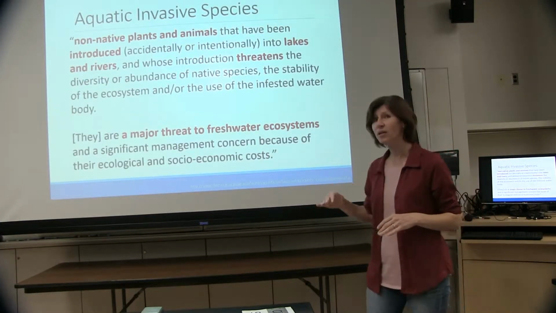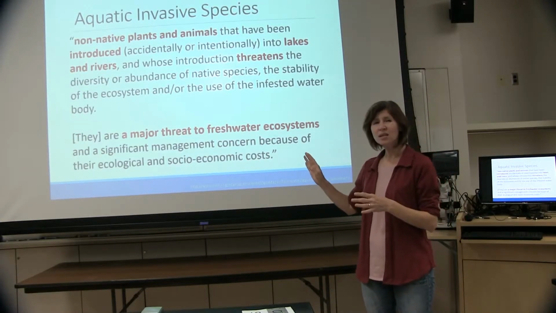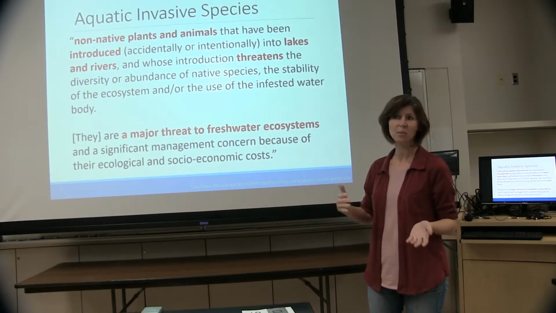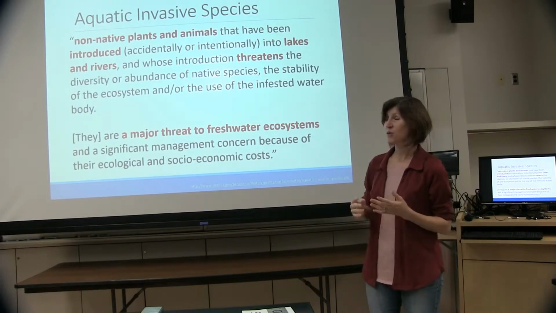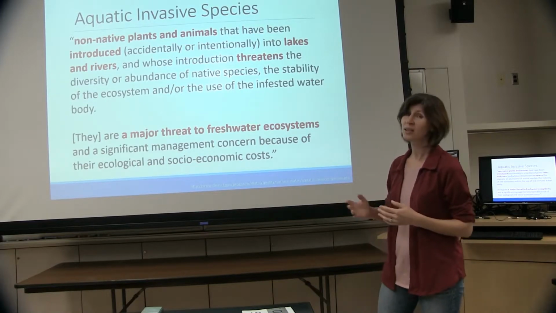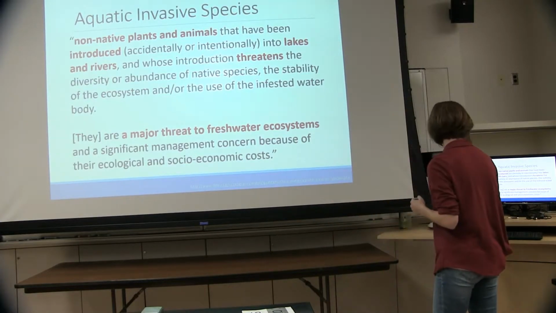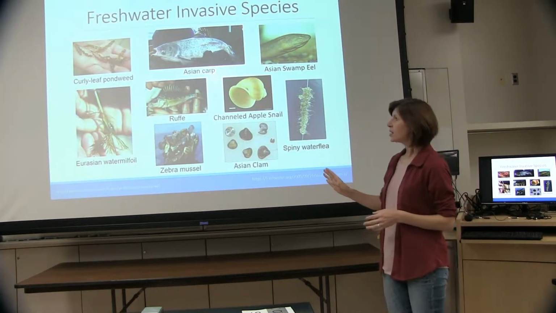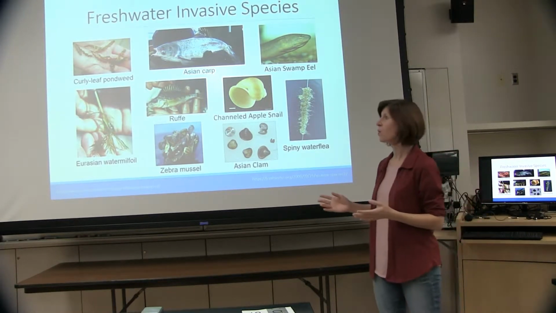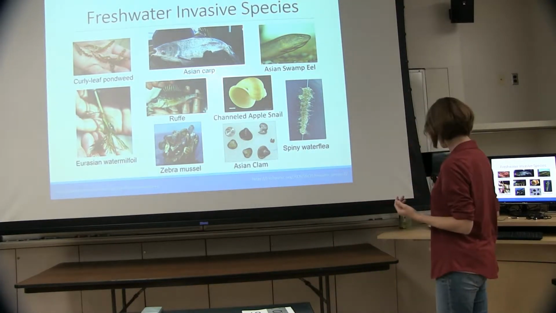Now let's move on to the definition of aquatic invasive species. And you can see similar terms here too. So we see they're non-native species, plants or animals. They are also introduced, but specifically into lakes or rivers, and they cause a lot of problems, especially for freshwater ecosystems. Here are some examples of freshwater invasive species. And you can see there might be invasive plants, animals, vertebrates, and invertebrates.